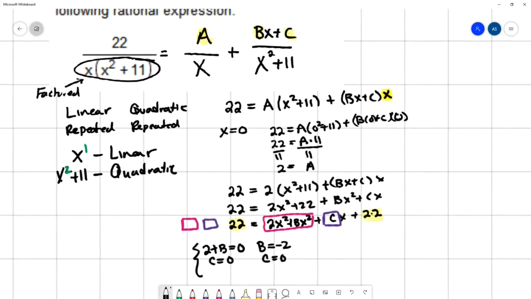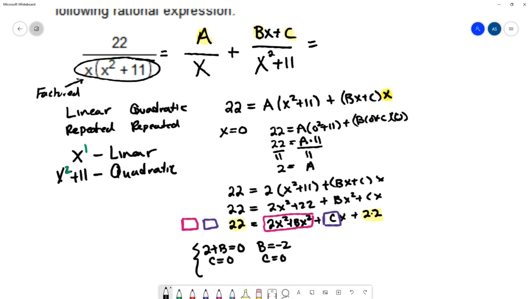So now that we know the values of a, b, and c, we can write out our template of the partial fraction decomposition. A was 2, so 2 over x. B is -2, that's -2x over x squared plus 11. And c was 0, so I left that off of the numerator. So we've now found the partial fraction decomposition for 22 over x times x squared plus 11.